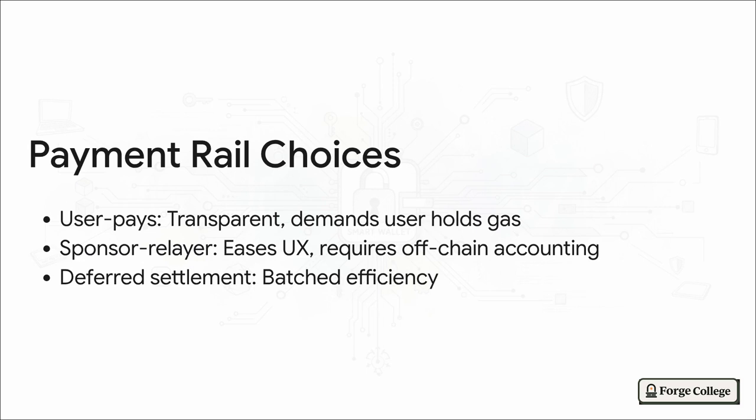The second is the sponsor relayer model. This is where the magic of account abstraction really shines for UX. The app developer pays the gas on behalf of the user, making it feel totally seamless, but it does require your abstraction layer to handle off-chain accounting and crediting.